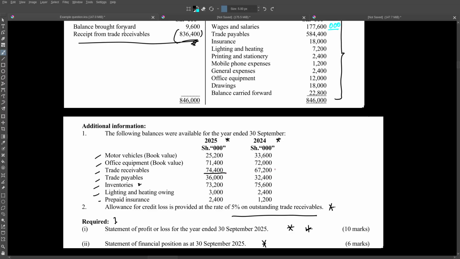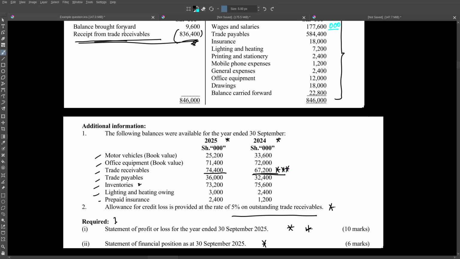Then, as at 30th September 2024, the end of the prior period, there was a pending trade receivables of 67,200. What does that mean? That means in this receipt from trade receivables, you could be having money that was received covering this amount from the prior period. Remember, it was a trade receivable as at that period, and there is an expectation for it to be paid. So this receipt from the customer could be to pay for this 67,200.